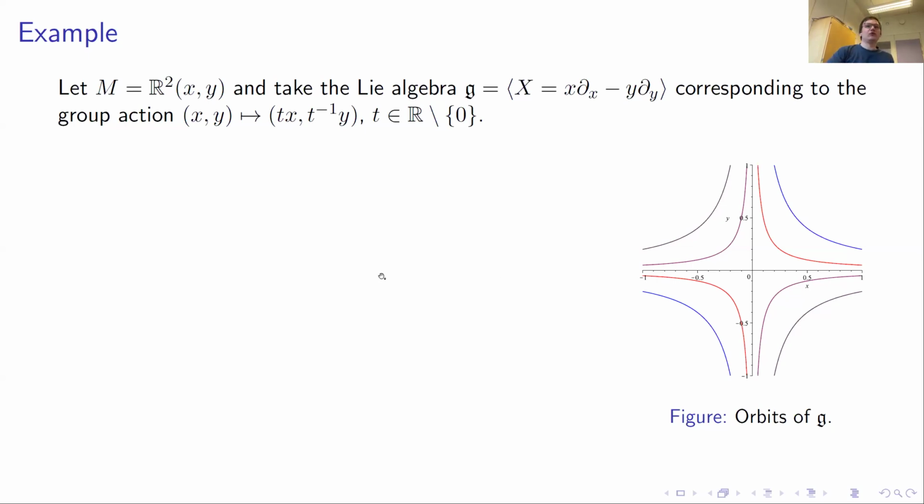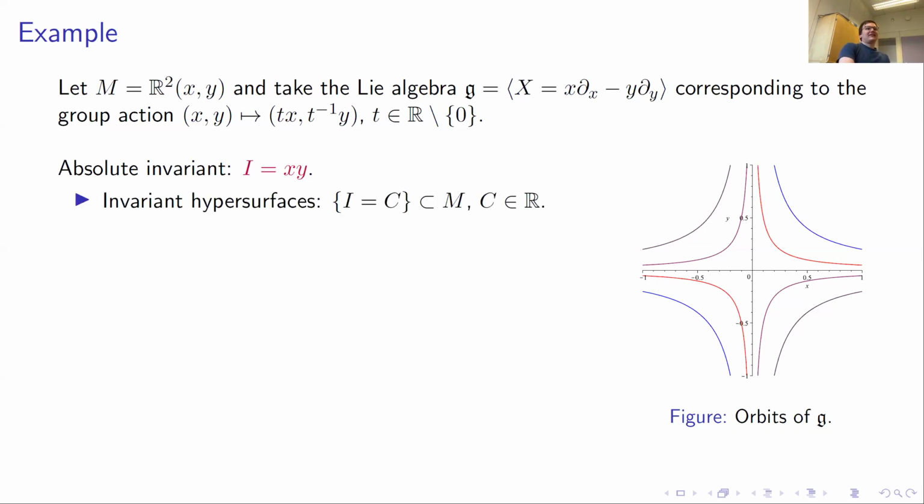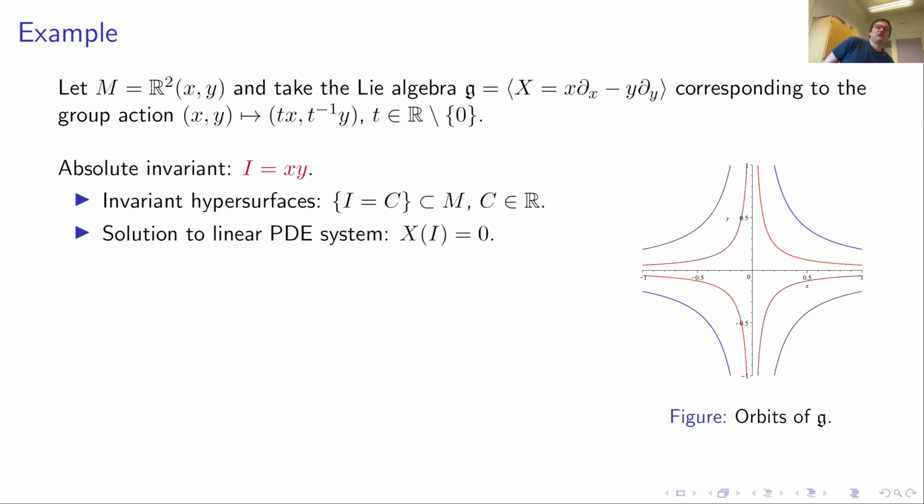If you wanted to describe hypersurfaces here, assuming that the problem was not this simple, how would you do it? A natural approach is to start with finding the absolute invariants. These are functions that are constant on orbits. In this case, there is only one generator. The way you find invariant hypersurfaces is just to take the level sets of this absolute invariant. To find this, one way is to try to solve this linear PDE system. Well, now it's just a PDE, but in general, if you have several generators of the Lie algebra, it's a system.